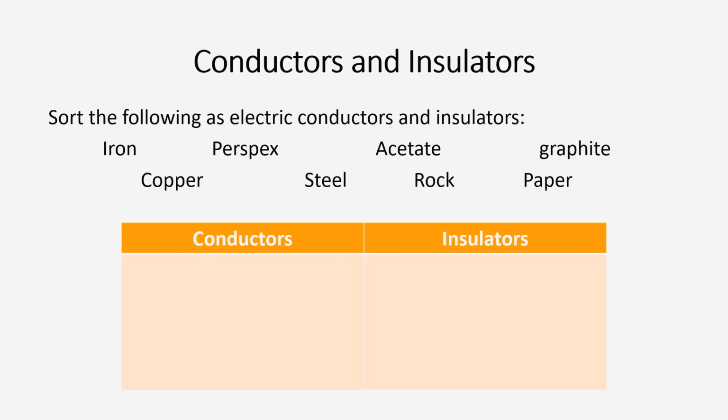Remember, all metals are conductors, but not all conductors are metals. For example, graphite is not a metal, yet it is a conductor. Water is not a metal, and it is a conductor as well. Our own bodies are not metal, but we are conductors of electricity.